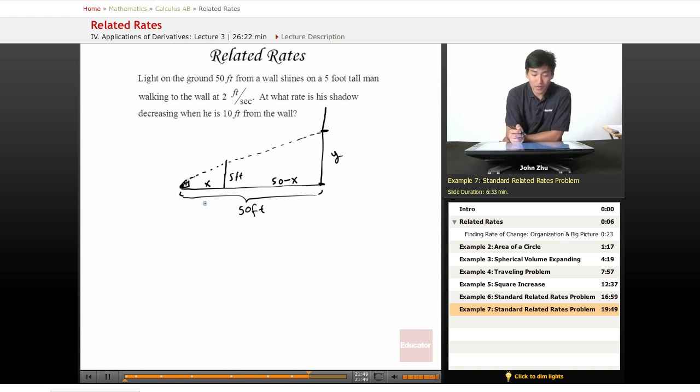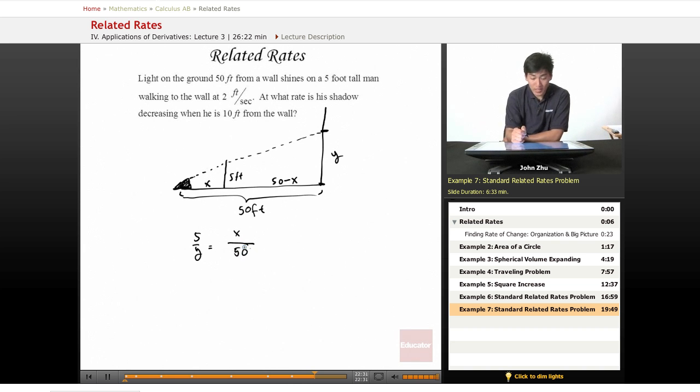Well, how do all these variables relate? Well, if he's walking to the wall at 2 feet per second, we can call this x, we can call that dx dt. So then to relate all these variables together, we see that this is a giant similar triangle inside an even bigger one. So 5 over y equals x over 50 minus x. Oh, excuse me, x over 50.